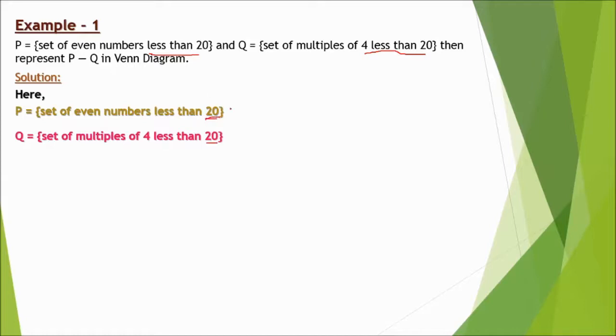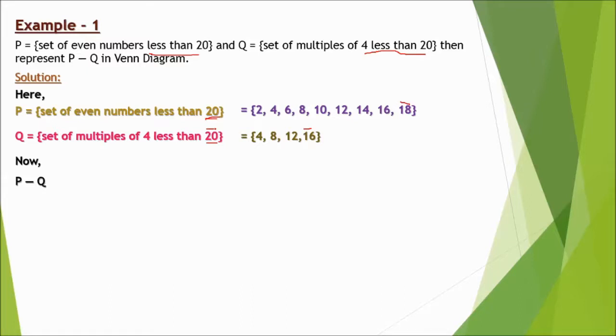So what will be set P in roster form? In listing form, it will be 2, 4, 6, 8, 10, 12, all these even numbers, up to 18. We are not allowed to include 20 as it is not defined in the set. And Q is multiples of 4, that is 4, 8, 12, 16. We are not allowed to include 20 because it is not defined in the question. So now, as we have listed P and Q properly, P difference Q.